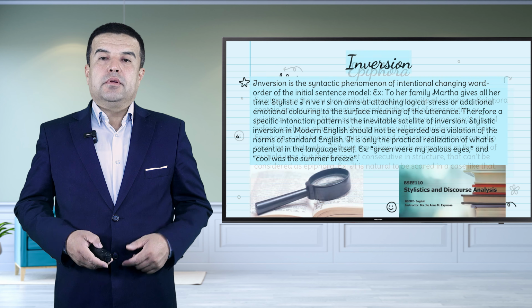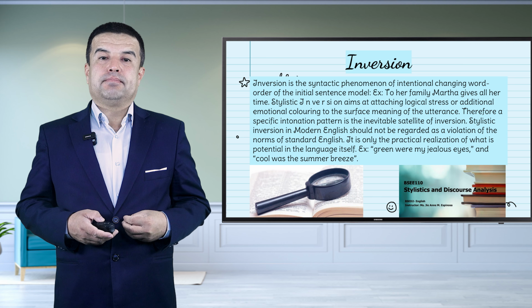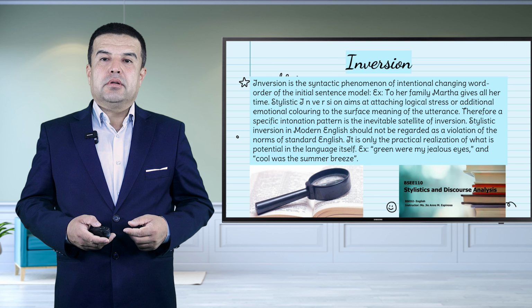Inversion. Inversion may be unfamiliar for you. Inversion is a syntactical phenomenon of intentionally changing word order in the initial sentence model. For example, to her family, Martha gives all her time.